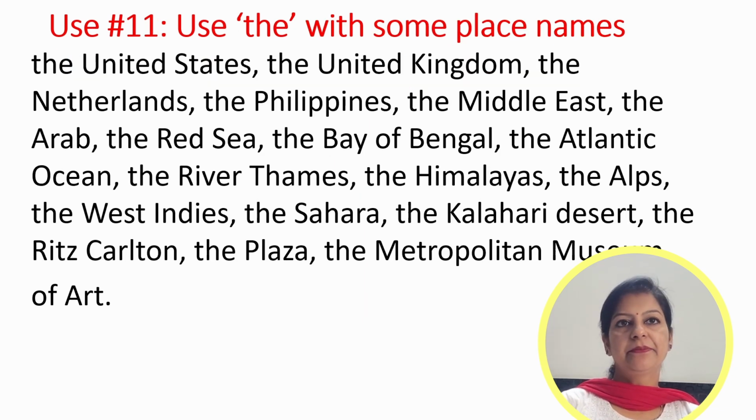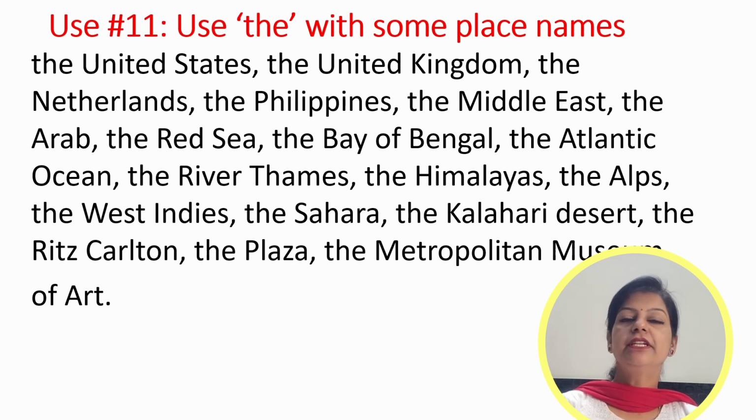Usage number 11. Use the with some place names. There are certain places where we always use the, especially countries, oceans, rivers and mountains. For example, the United States. We use the with country names like the United States because it's a specific country that is made of several states. Example 2, the Netherlands. The Netherlands refers to a specific country and the is used because it's a country with a plural form.